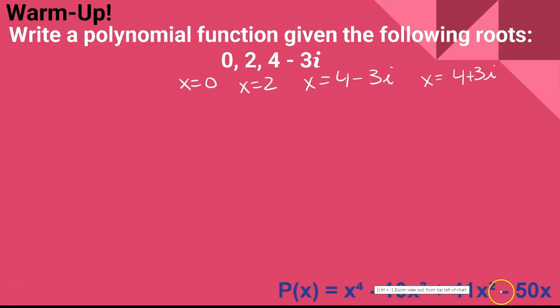All right, so when you are ready, I don't know why that is covering the answer. Yeah, that's not very helpful. You should have x to the power of 4 minus 10x cubed plus 41x squared minus 50x is what you should get.